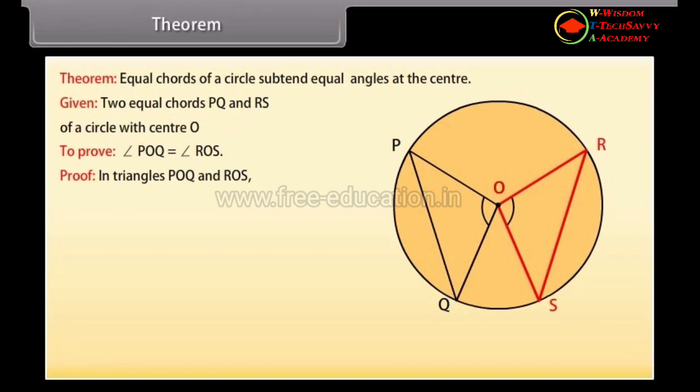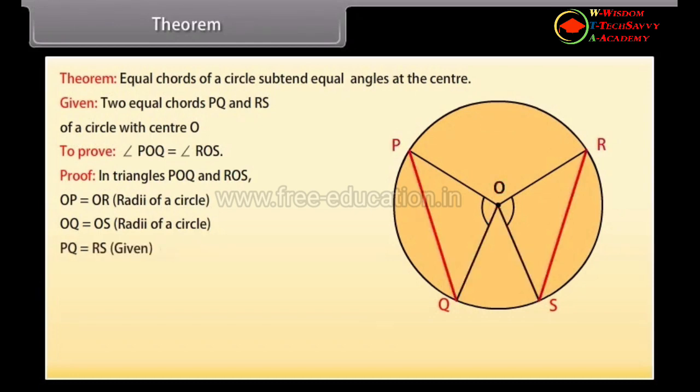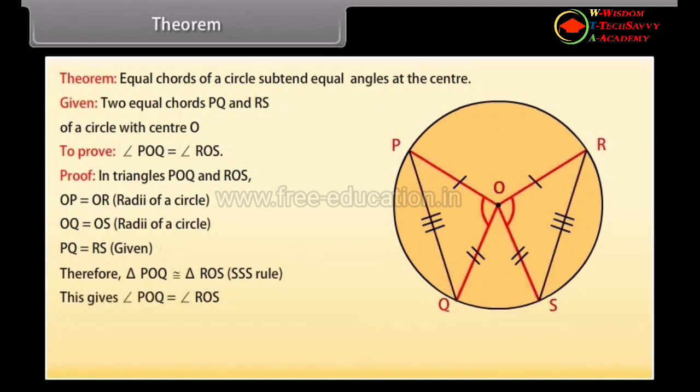Proof. In triangles POQ and ROS, OP is equal to OR because these are the radii of a circle. OQ is equal to OS. These are also the radii of a circle. PQ is equal to RS, given. Therefore, by the SSS congruence rule, triangle POQ is congruent to triangle ROS. This gives angle POQ is equal to angle ROS because corresponding parts of congruent triangles are congruent.